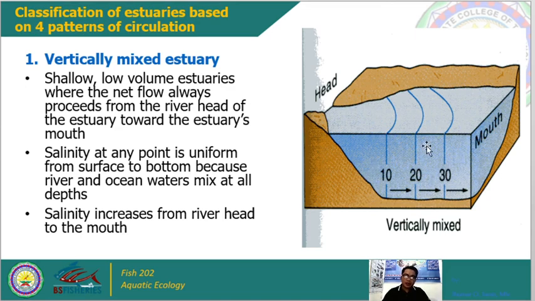Pero kay mabaw ra man nga area, tanan layer or tanan depth sa imo ang estuarine environment, uniform ang iya ang salinity. Diri taman 10 ppt, diri taman 20 parts per thousand, diri taman 30 parts per thousand. Okay, so ingana nga distribution because of the shallow nature of this type of estuarine environment. Okay, so the salinity increases from river to the head mouth.